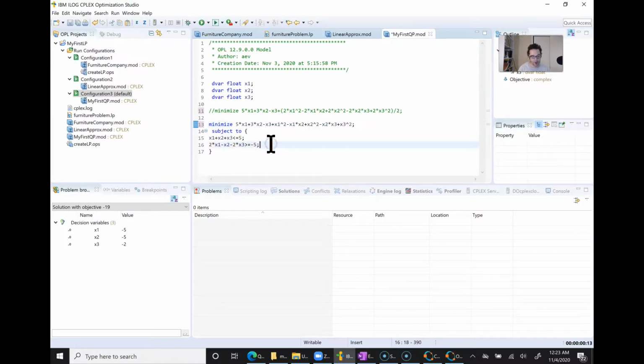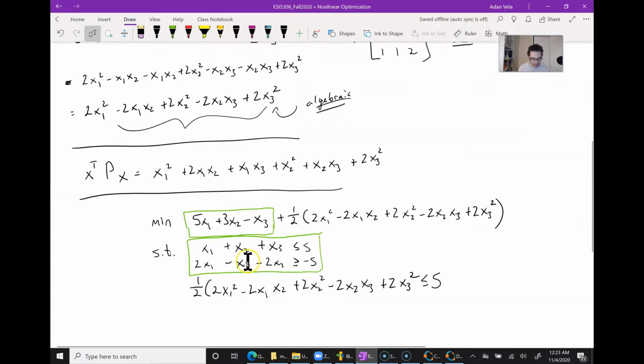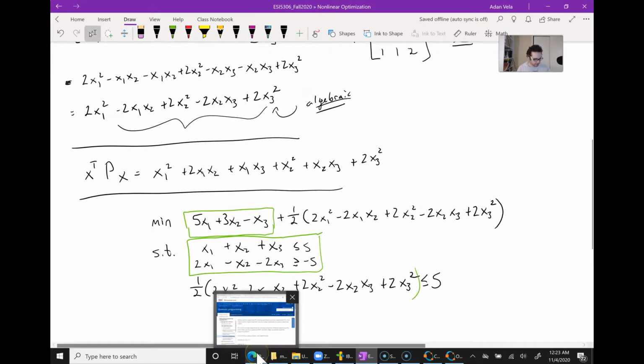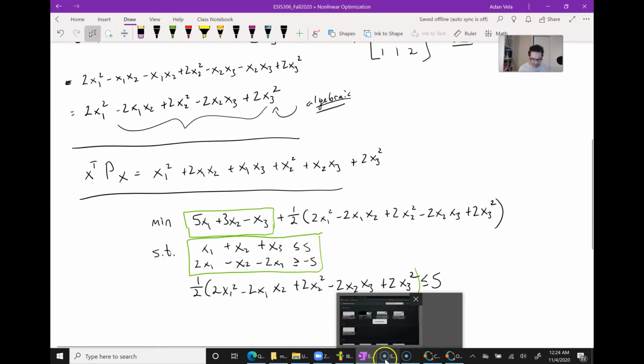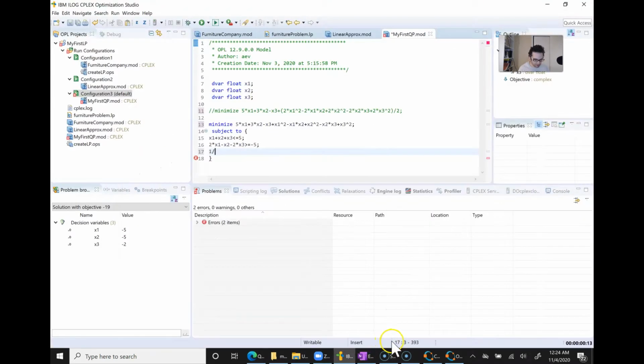Now this gives us hope that we can do the same thing for the constrained equations. All right, so I'm going to go ahead and test this out. So again, if you remember, we had 1/2 times this big long constraint, and that's going to be less than or equal to 5. Okay. Sorry, I'm just checking to make sure that I'm typing in the right thing. Oops.